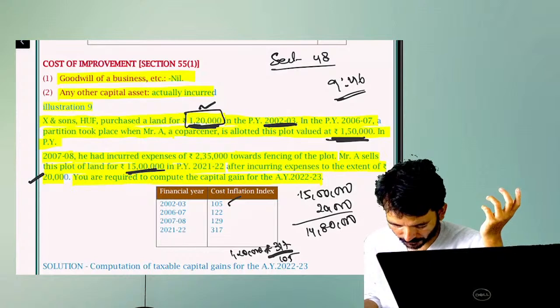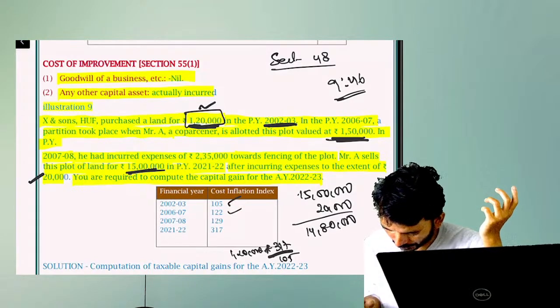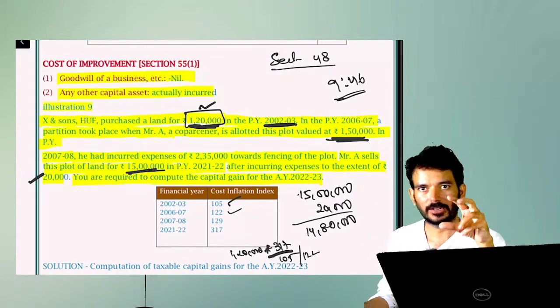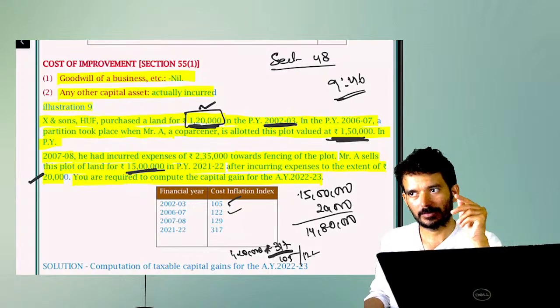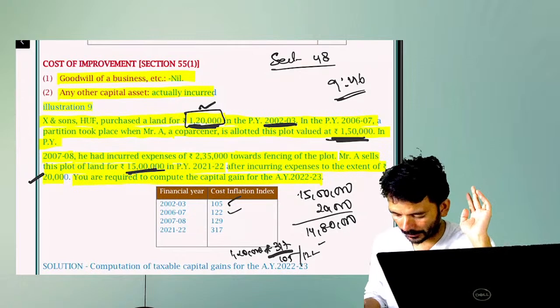When did this fellow acquire it? 2001-02, so 122. Either way it's fine, just write a note saying that indexation has been started from this year as per the case study, if you are going with the previous owner's year. Otherwise you can take directly 122.